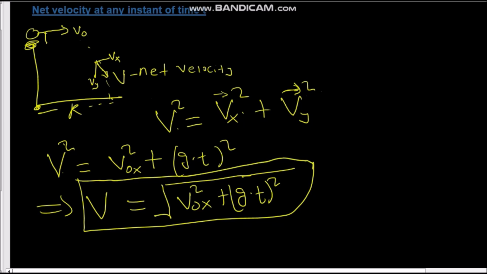We must find both the x velocity and the y direction velocity, and finally we get the net velocity at instant time t. Good. If you have any question, please write on the comment section.